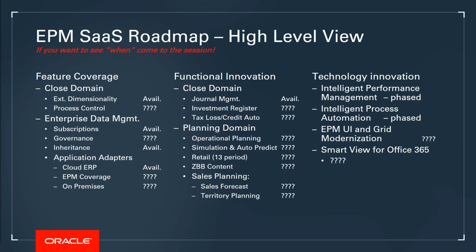But just some high-level things we'll start to talk about while we're there. Within the close domain, we have a lot of features and a very robust roadmap, what we're doing across account reconciliations, across consolidation and close, across tax provisioning, and then on the narrative reporting side. We'll cover all those here and give you an insight into what we're doing there.